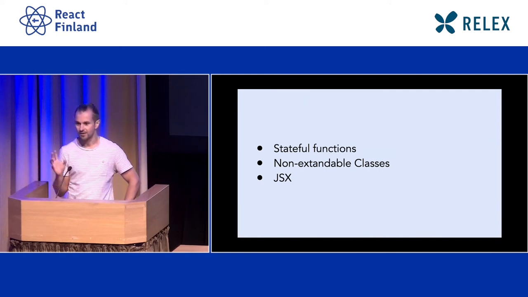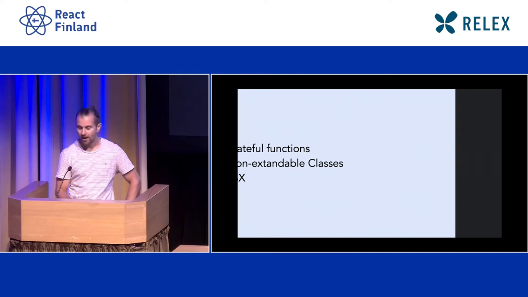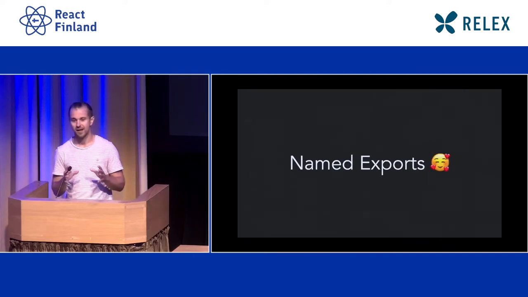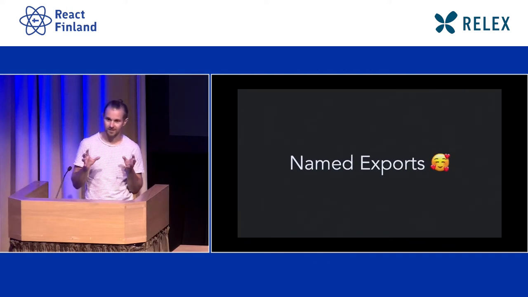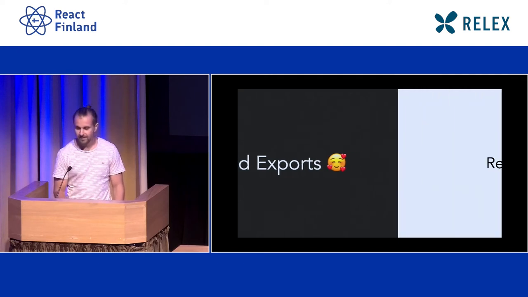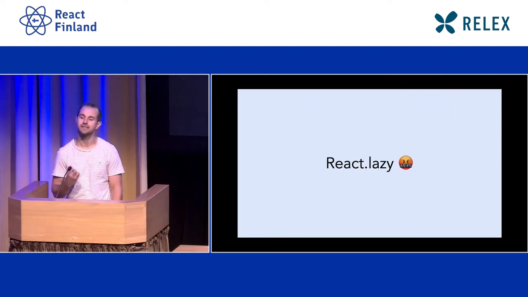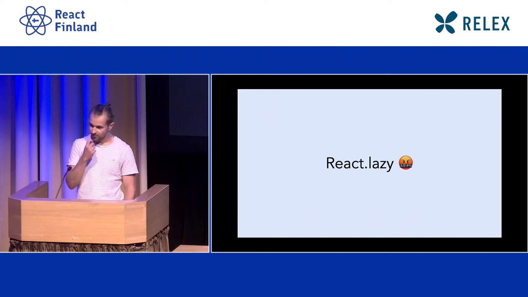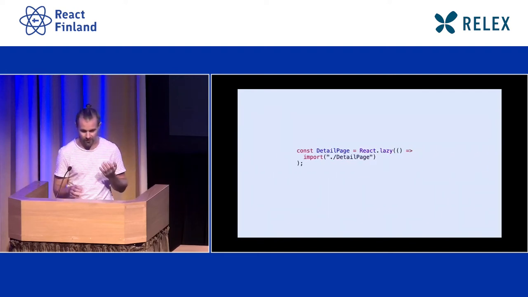So let me jump to a completely different topic again. I love my named exports. There was a time I could do all my React components with named exports, and it was great. The auto completion was fantastic. I loved everything about it. And then came React Lazy, and I was like, oh God, why are you doing this to me? So basically, if you want to use React Lazy, you have to have the component exported as a default. I was like, no, why are you doing this? And I was just frustrated.